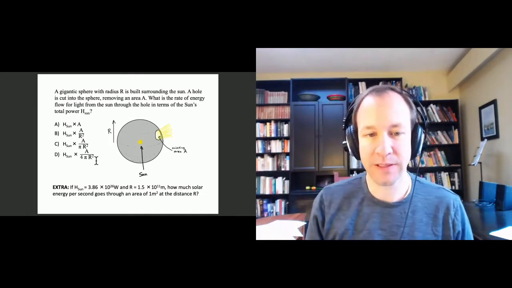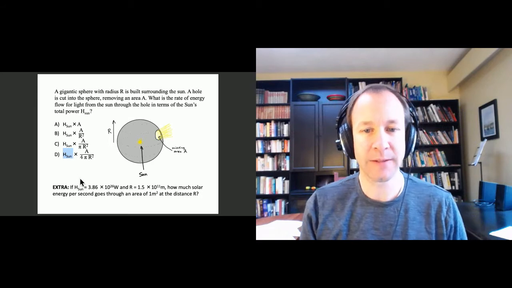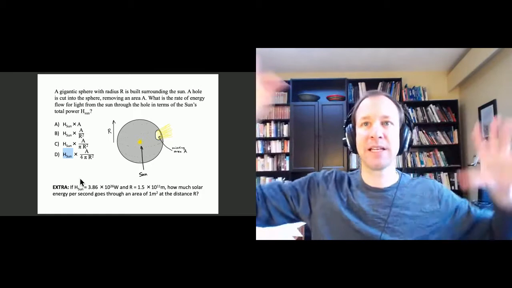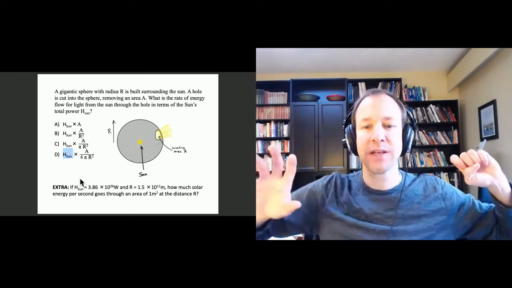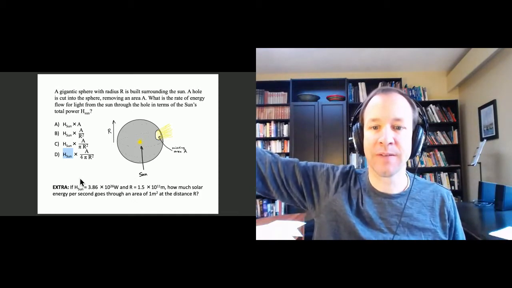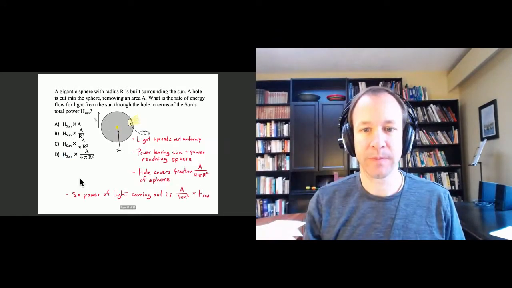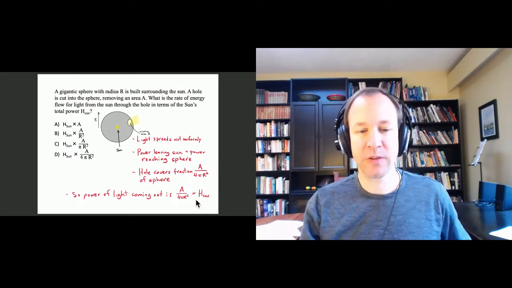Okay, and so that's the logic, that we want to take the total power of the sun. Total power being produced by the sun is the same as the power of radiation going through this sphere, and the fraction of that energy going through the hole is just the fraction of the area of the hole divided by the area of the entire sphere. Okay, so that is summarized here. And so this will be very useful for us.